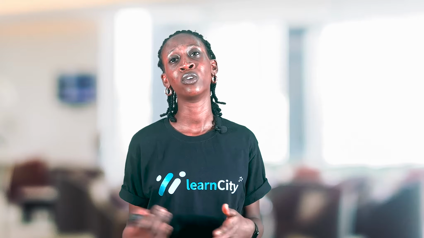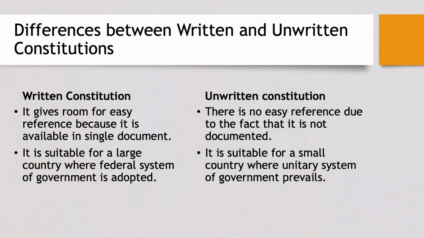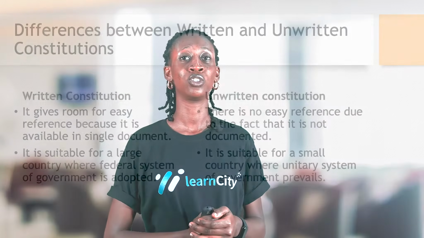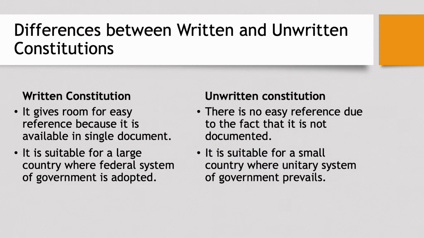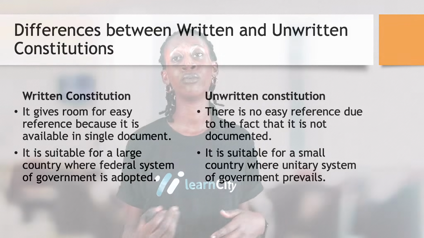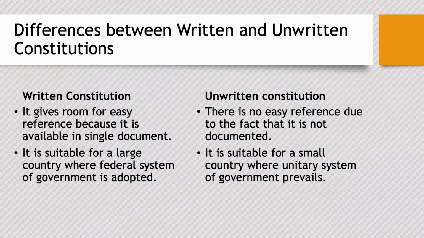On the other hand, for an unwritten constitution, there is no easy reference due to the fact that it is not documented. A written constitution is suitable for a large country where a federal system of government is adopted. On the other hand, an unwritten constitution is suitable for a small country where a unitary system of government prevails.